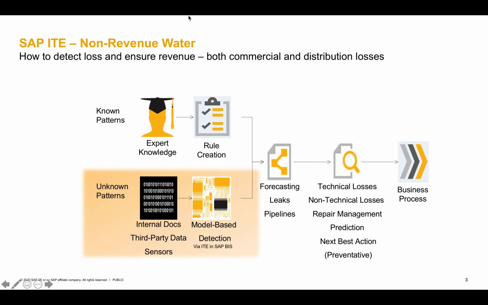ITE is a powerful AI-based application using recurrent neural network technology. It is available on the SAP Application Center and supports water distributors in detecting loss predictively, both commercial loss as well as technical loss in the pipelines and distribution system, to ensure increased revenue and minimization of loss against what we would call an economic level of loss.